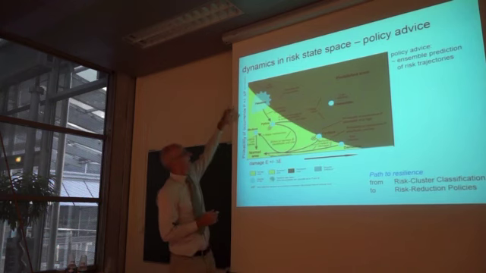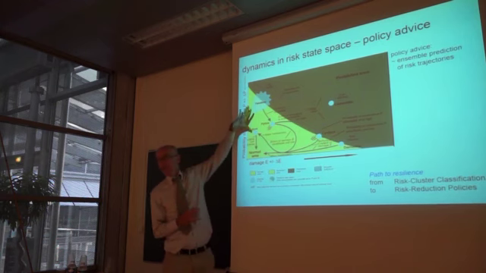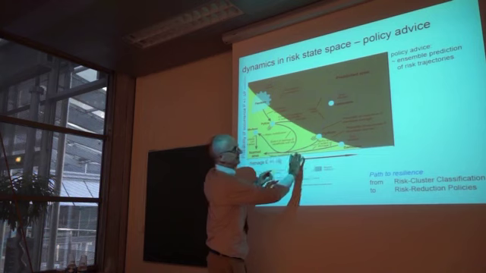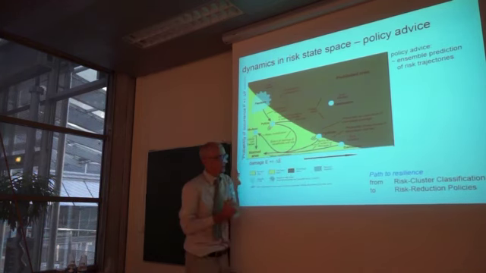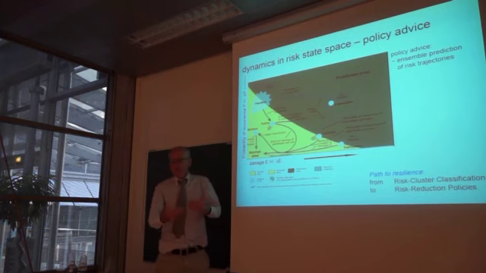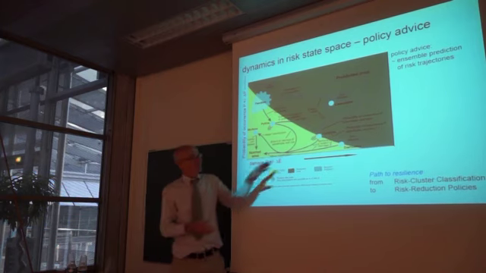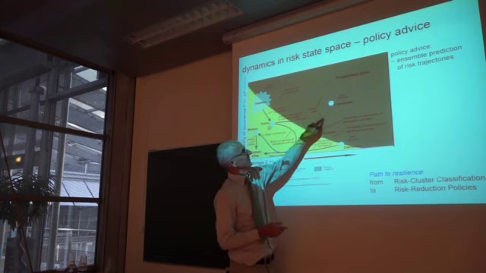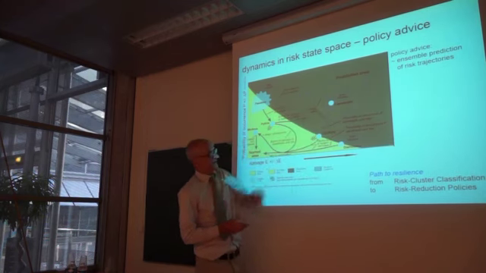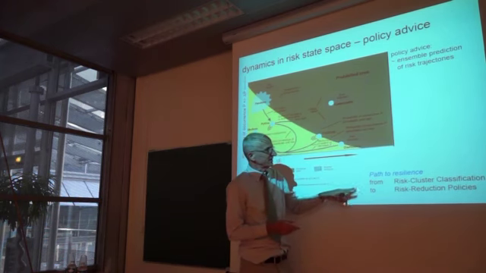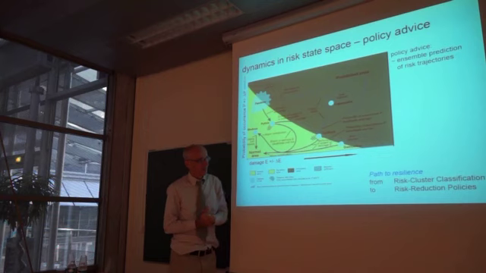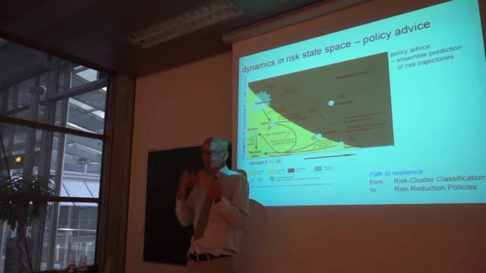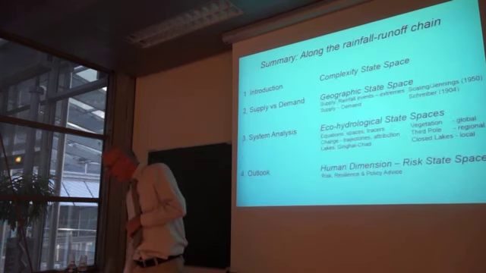If you have a high uncertainty in the vertical axis for the probability, you have to support research to get more information. If you're very high up here, where the damage is very large, you have to support technology to get protection or something like that. So you find various ways to reduce that, and in a way the path to resilience is that: how you put the trajectories in that space. You get from the risk cluster classification to risk reduction policy, and that is, for my taste, what I think would be worthwhile to look at.